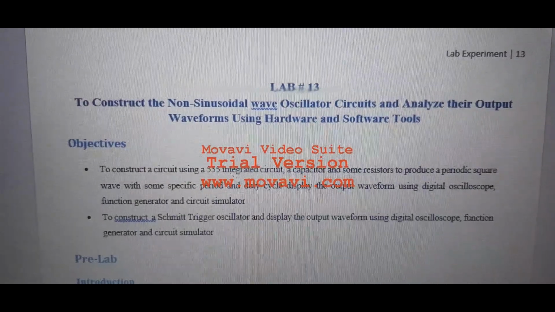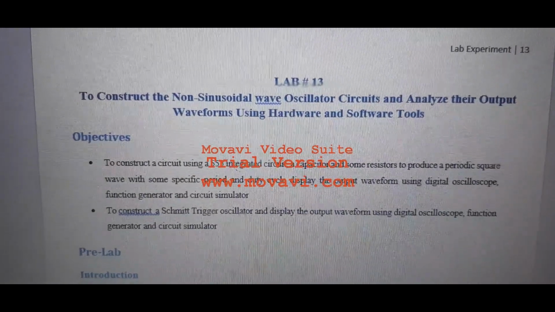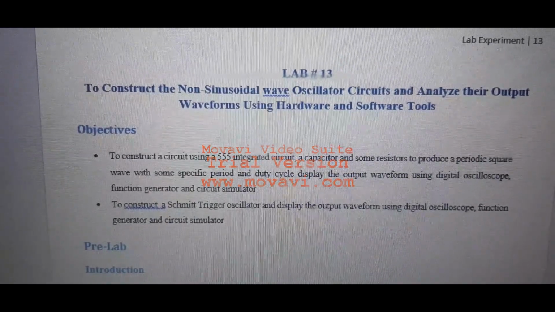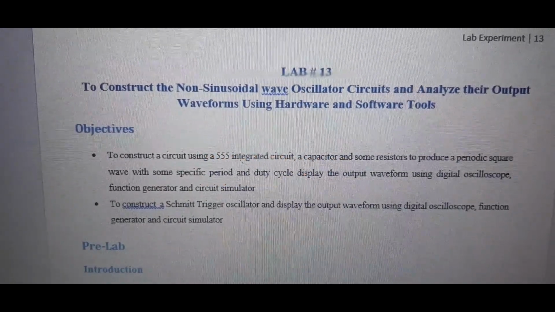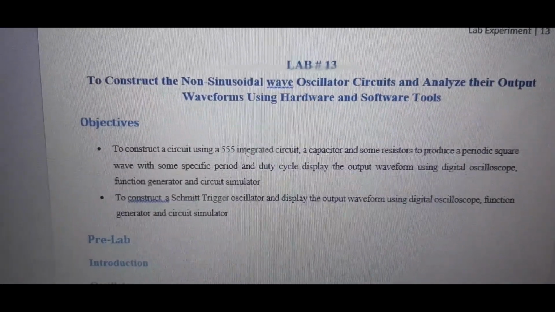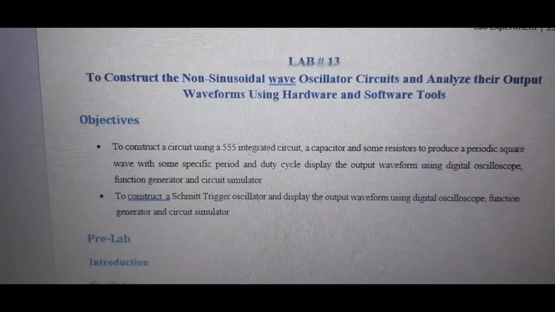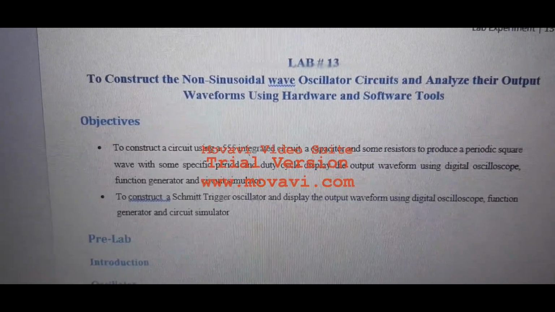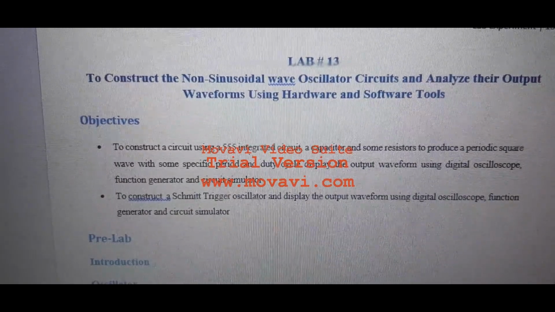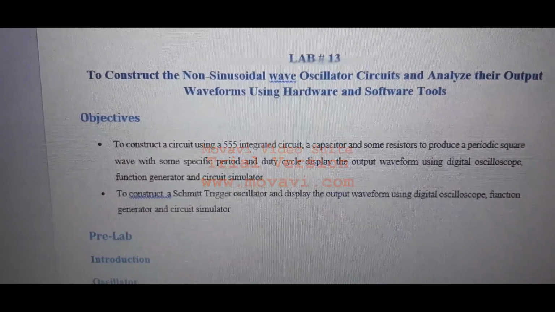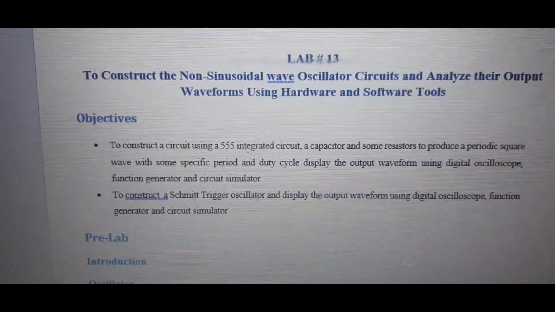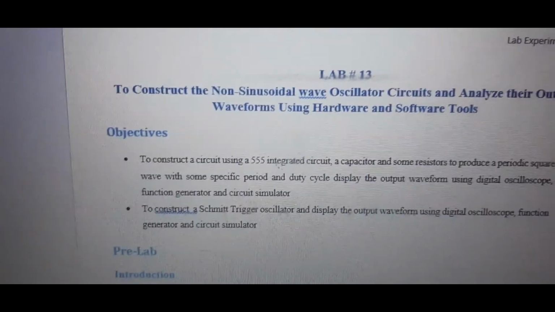Assalamu alaikum student. Today the lab task is about the construction of non-sinusoidal oscillators and to analyze their output waveform using the hardware and the software tool. The purpose of this lab is to familiarize you with the working of the non-sinusoidal wave oscillator circuit, that is the 555 timer and the Schmitt trigger oscillator. These two oscillators are used to produce the square wave, which is a non-sinusoidal waveform.